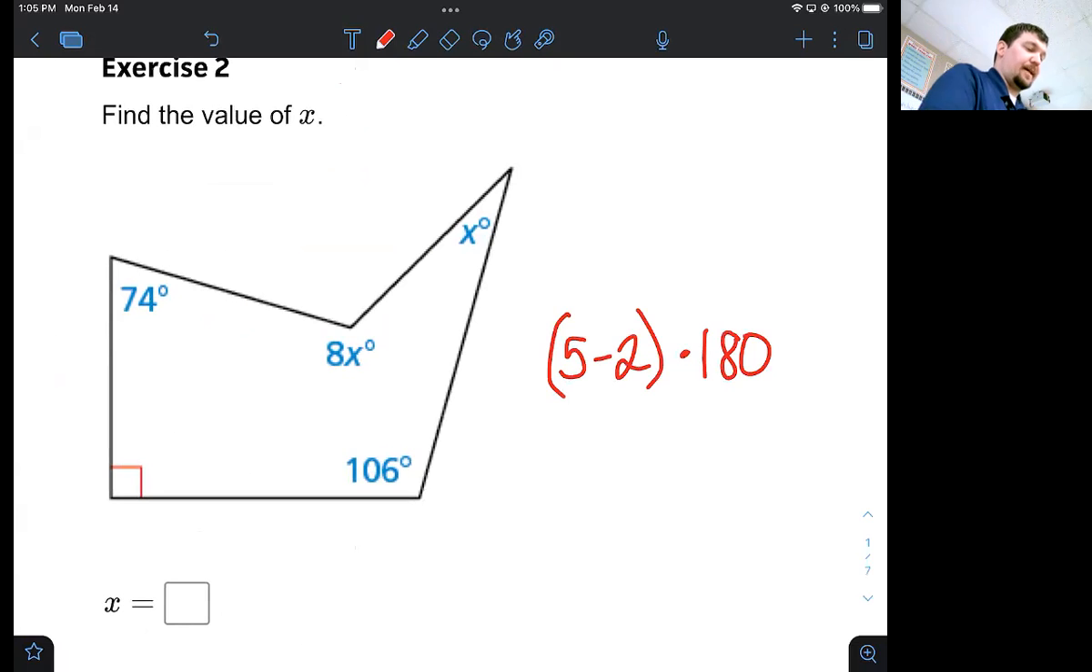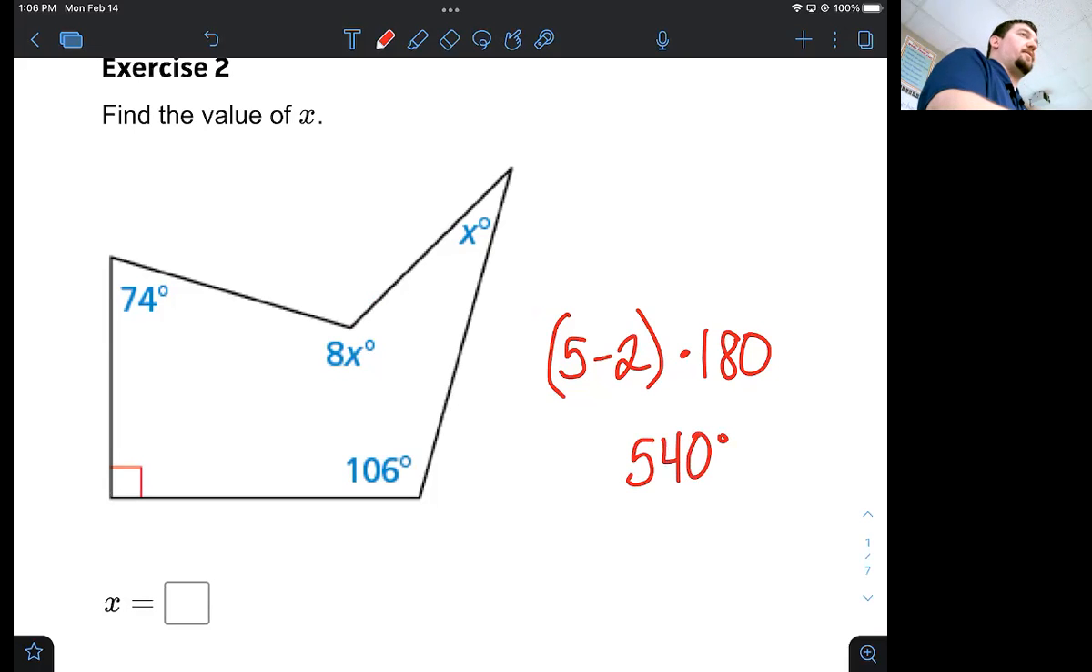And Garrett, what's 3 times 180? Oh, sorry. I forgot I just called on you. I was thinking Dawson, probably because his last name's Garrett. You said 540. Garrett's got his problems in for today. There's 540 degrees in this pentagon.